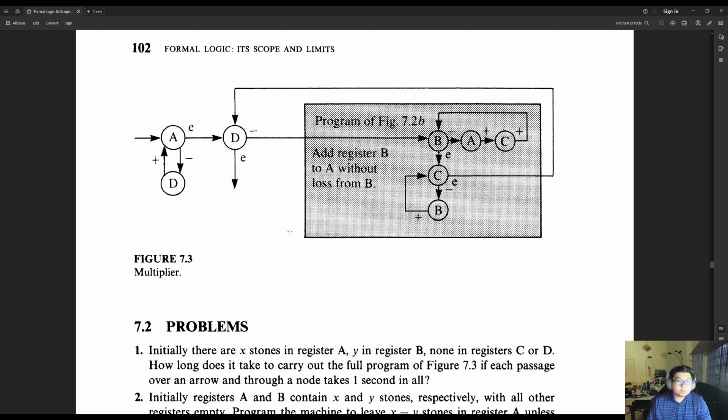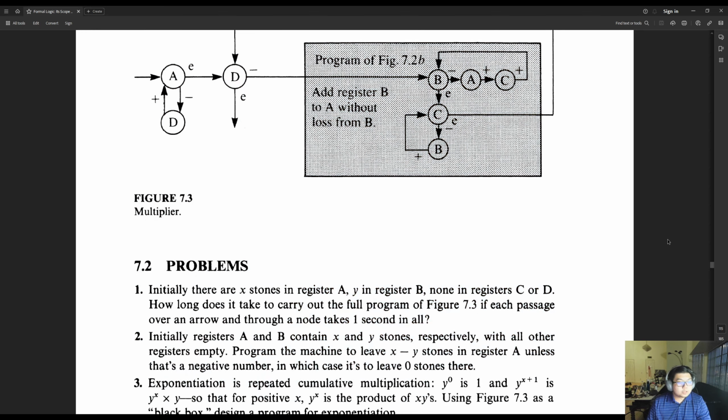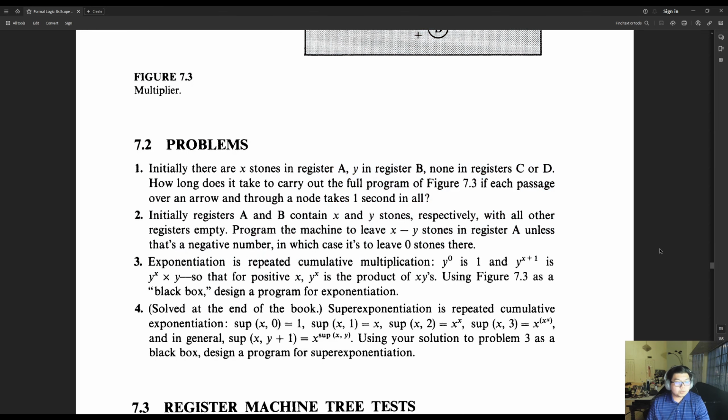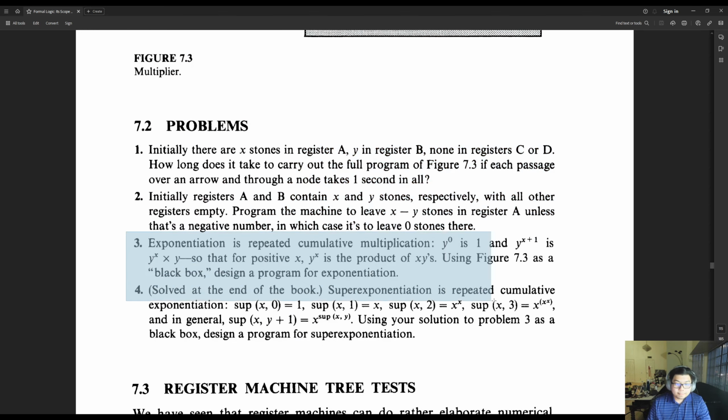Today I'm going to present the solution to problem 7.2.3, and it reads as follows. Exponentiation is repeated cumulative multiplication. Y raised to 0 is 1, and y raised to x plus 1 is y raised to x times y. So that for positive x, y raised to x is the product of x y's. Using 7.3 as a black box, design a program for exponentiation.